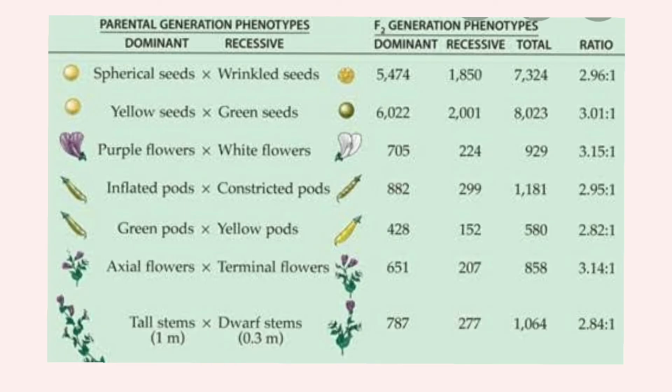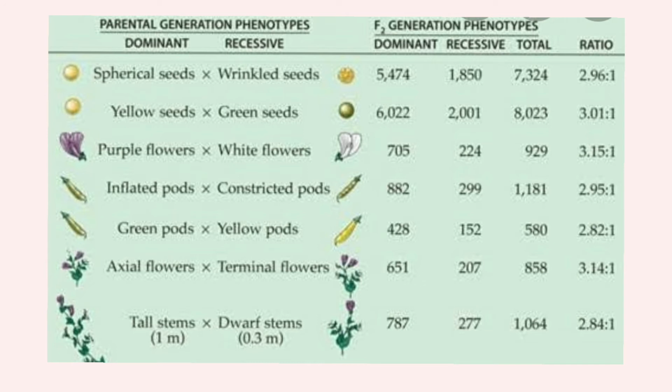Mendel did something more than anything else, which marks the birth of modern genetics. He counted the number of plants with each phenotype. This procedure had never been used in studies on inheritance before Mendel's work.